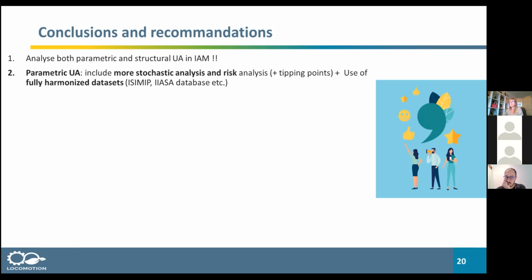In terms of parametric uncertainty analysis, one recommendation that we could read through all the papers is that we should include more stochastic analysis and risk analysis, including tipping points. But also we should create more fully harmonized data sets. I think the quality of the data is increasing day by day, also with satellite images, which are sometimes confirming the data that we have from the field. So this is quite good.